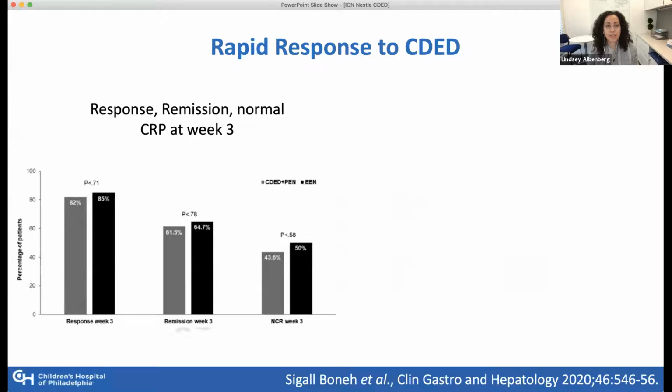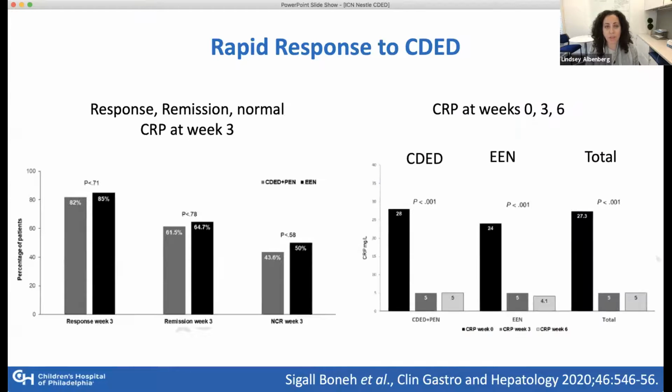And then here you can see percentage of patients achieving response, remission, and normal CRP at week 3 with the CDED in gray and EEN in black. And you can see that these are both therapies that work quickly. And same with CRP on the right. In the CDED group and in the EEN group, you see these pretty dramatic reductions in CRP.